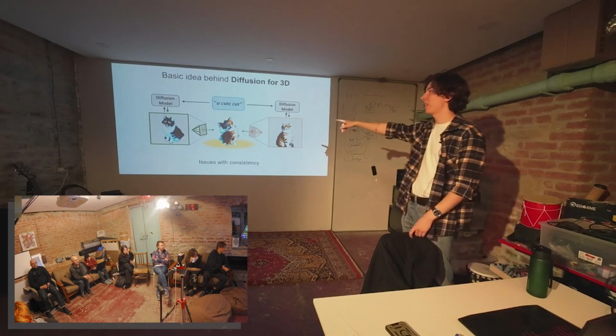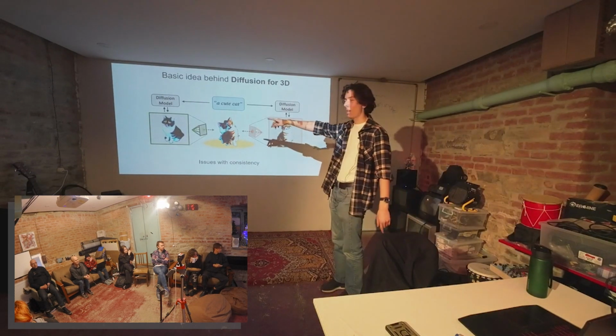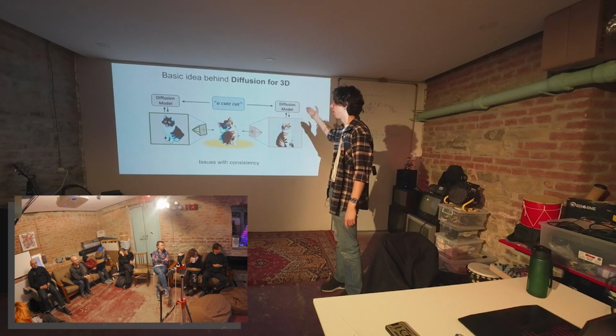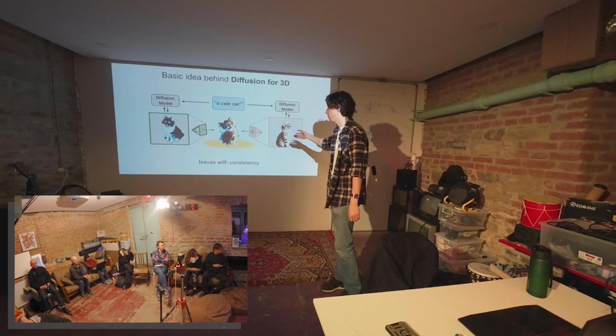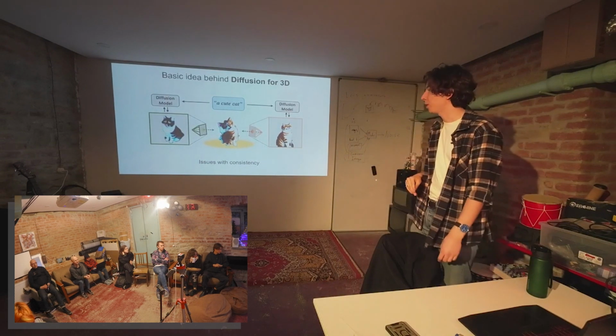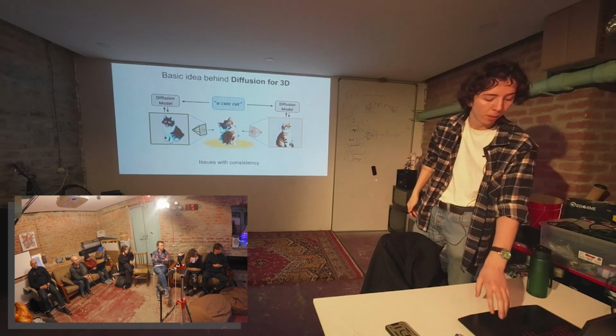So I already had this live. If we do just that, then we will get this. If we just train on diffusion generations, they will be different from different viewpoints, but not consistent with each other, and we'll get this weird creature.